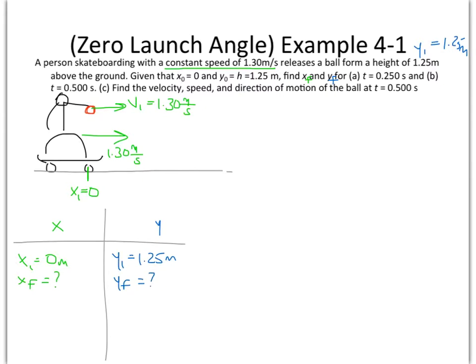So if we know what the delta y is, we could solve for that final right there. But the relationship between the initial and final is that delta y, or the delta x. All right, let's write down what else we know.